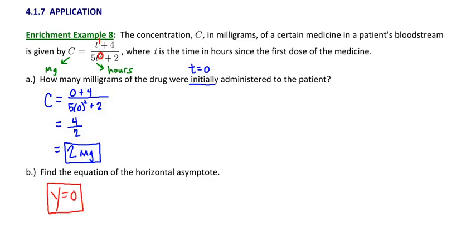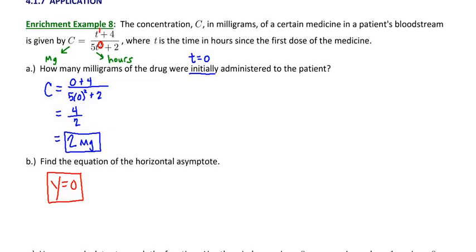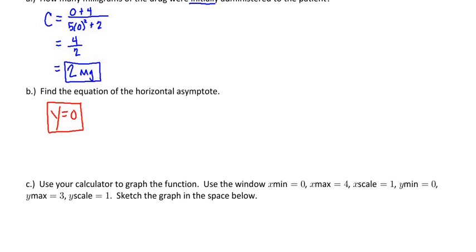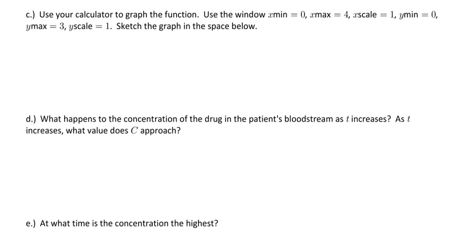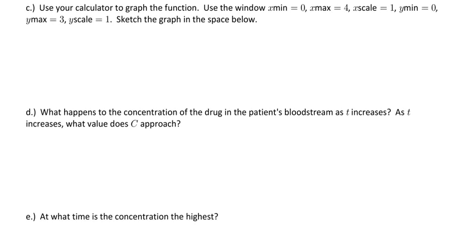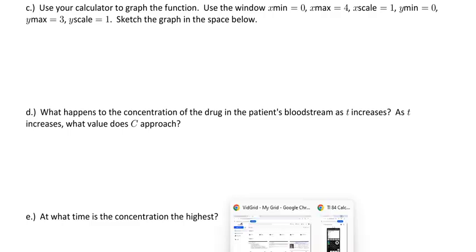So what does this mean relative to the real-life situation, this patient receiving medicine? Well, to help us answer that question, let's take a look at the graph. Use your calculator to graph the function. We're going to use the window x min equals 0, x max equals 4, x scale is 1, y min 0, y max 3, y scale 1. And then we'll sketch the graph in the space below.